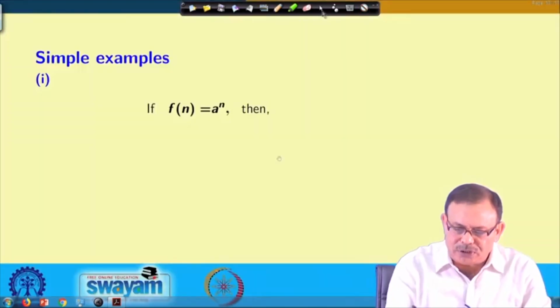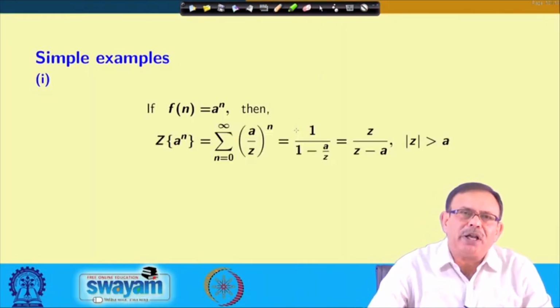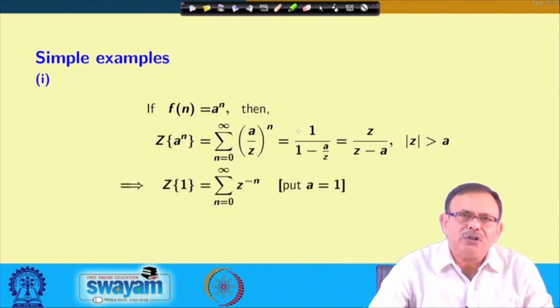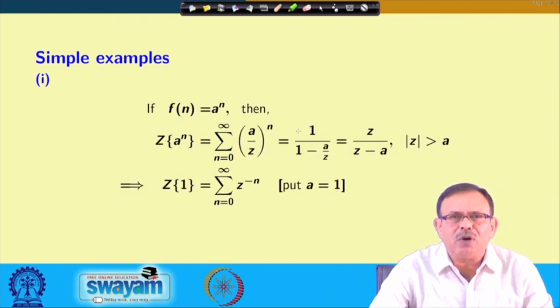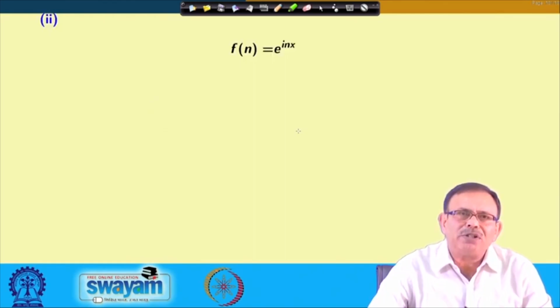Let us see it quickly. The z transform of a to the power n, from the definition, I can write as summation n equals 0 to infinity of a by z whole to the power n, which equals z by z minus a, modulus of z greater than a. So, the z transform of 1 I can find by putting a equals 1, and this is nothing but z by z minus 1.